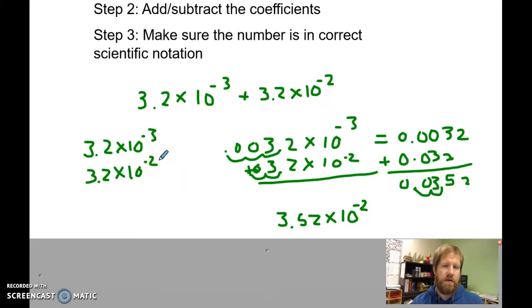Okay? Which one of these is smaller? Well, negative 3 is of a lower value than negative 2. So we're going to want to make this exponent larger. Move this decimal place over, and we have 0.32 times 10 to the negative 2 now. 3.2 plus 0.32 is 3.52 times 10. We bring down our exponent, negative 2.